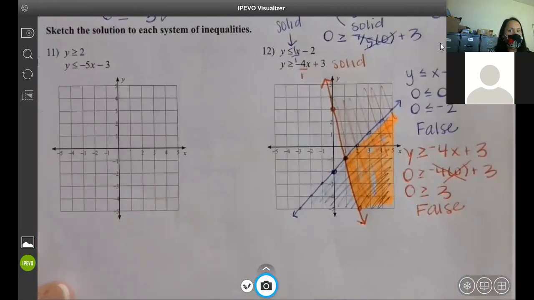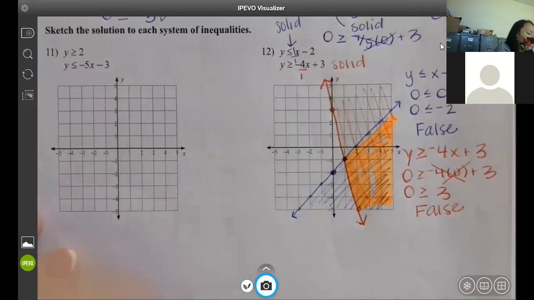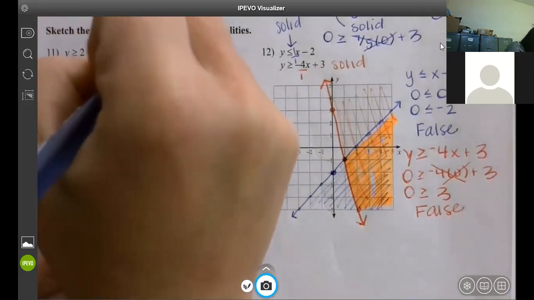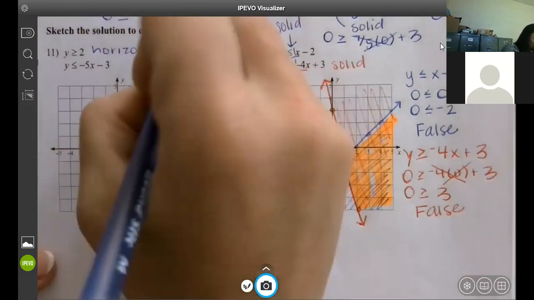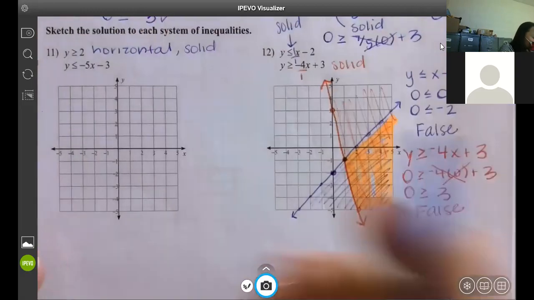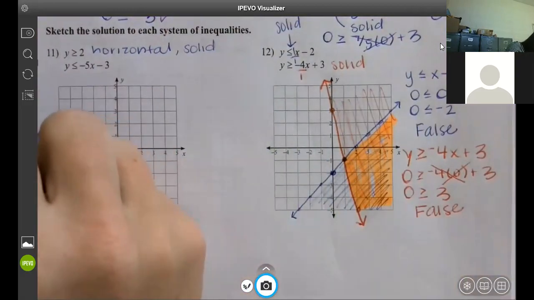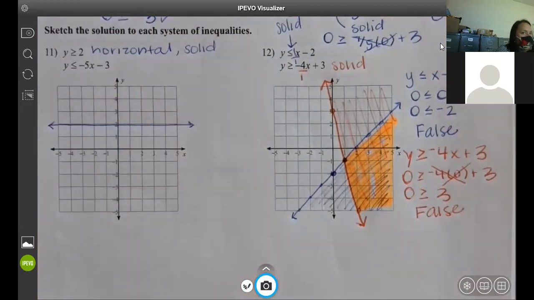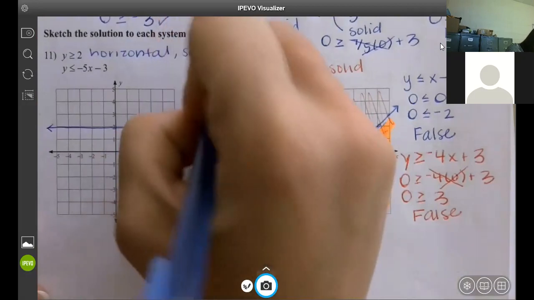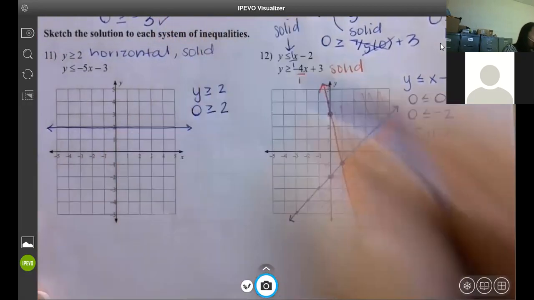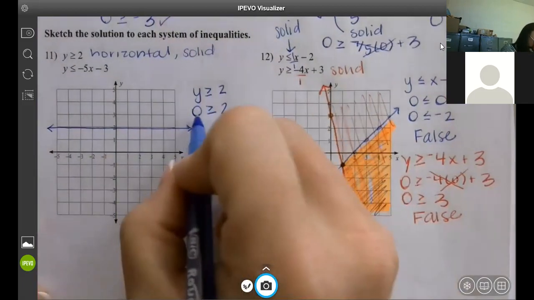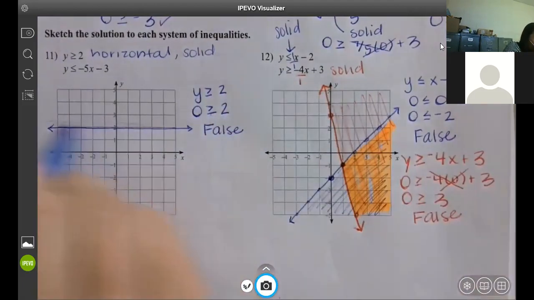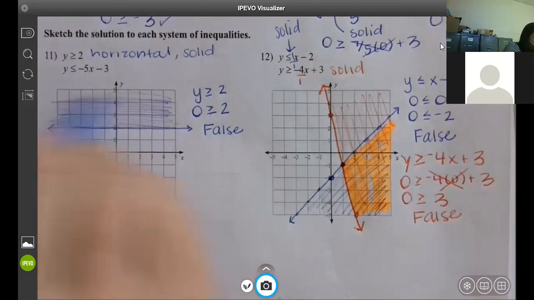All right, so I'm going to go back to number 11. Remember, if it's y equals a number, it's a horizontal line. And this one is solid because it's equal to, and it's at 2. So horizontal, solid, at 2. You can plug in 0, 0. So 0 for whatever letters. And then we see that 0 is not greater than 2. So we do not shade 0, 0.